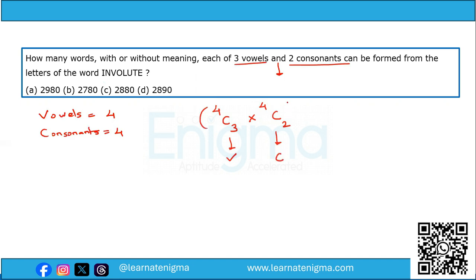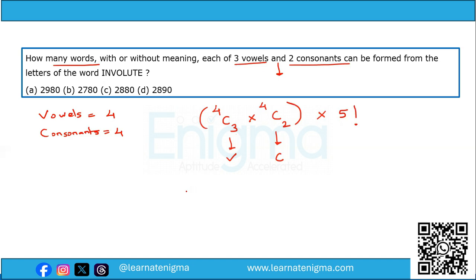two consonants. Now, this is just selection. We want to find out how many words. That means order is important. That means we need to convert this into permutation, number of arrangements. So now we have selected a total of five alphabets, three vowels and two consonants. So we can arrange them in five factorial ways.